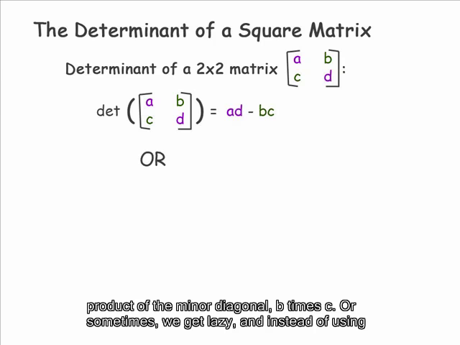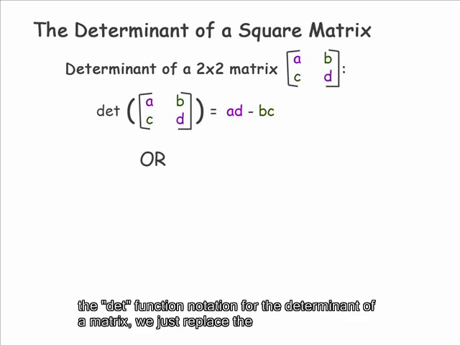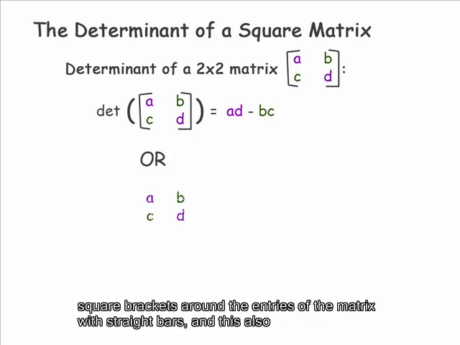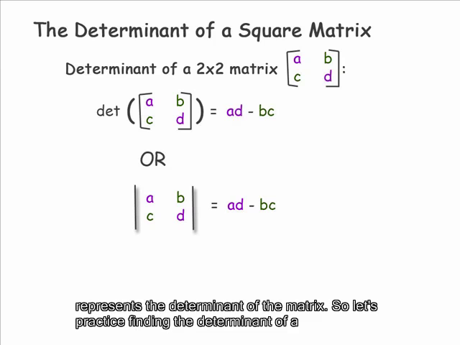Or sometimes we get lazy and instead of using the det function notation for the determinant of a matrix, we just replace the square brackets around the entries of the matrix with straight bars, and this also represents the determinant of the matrix.